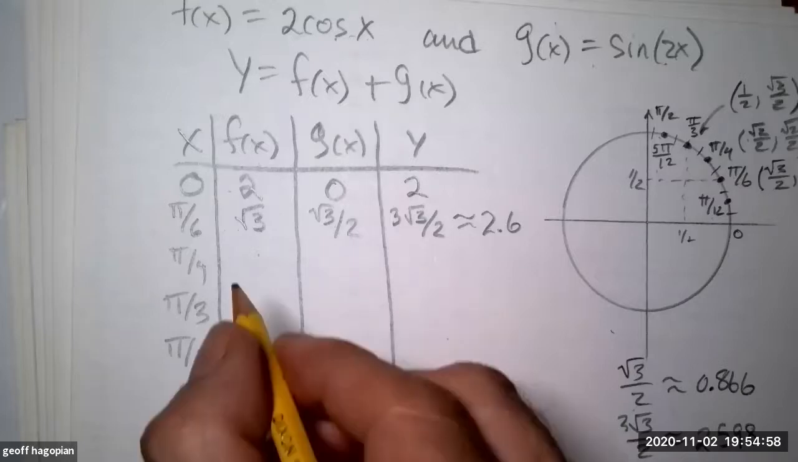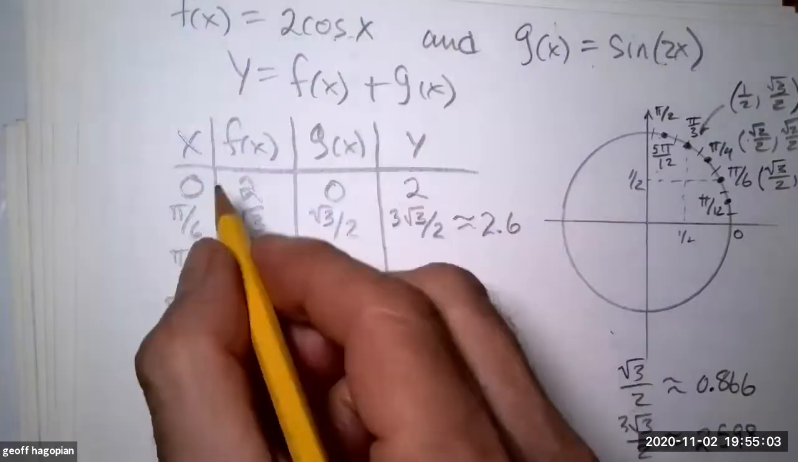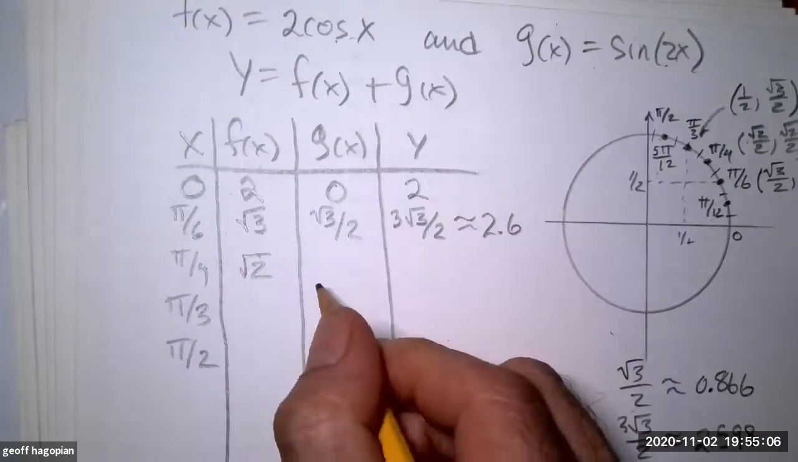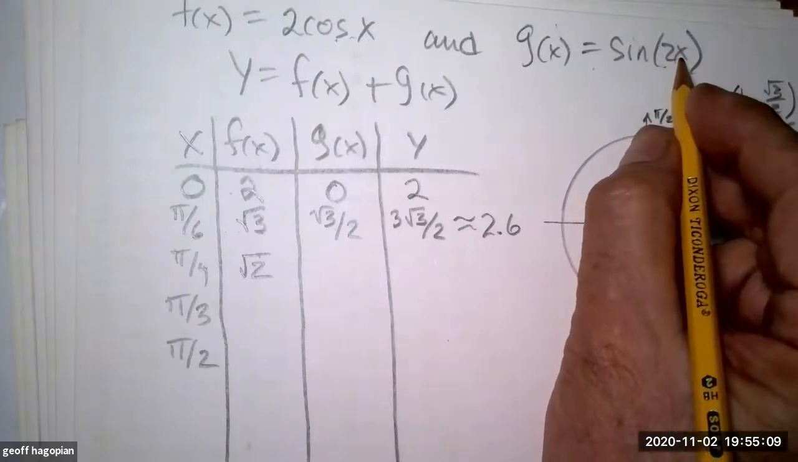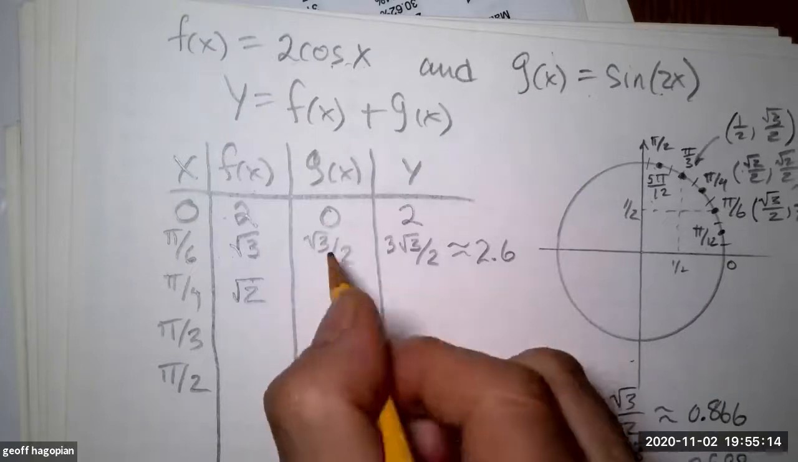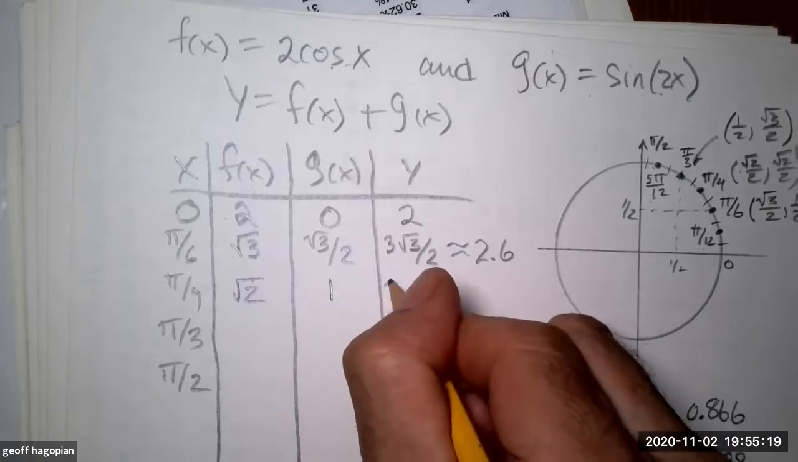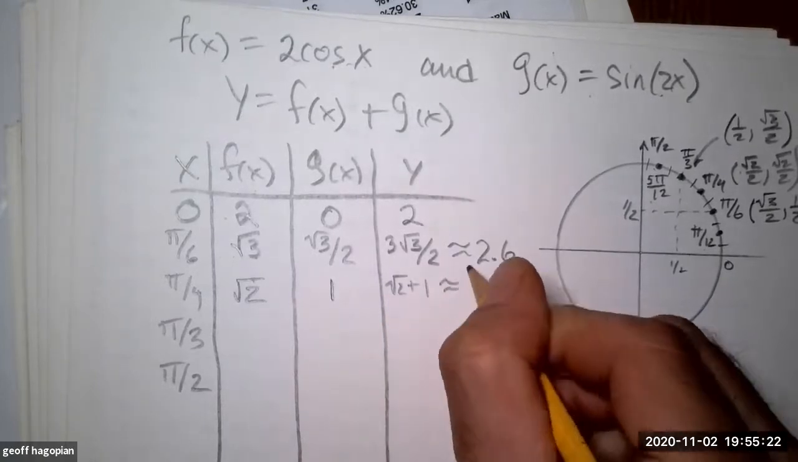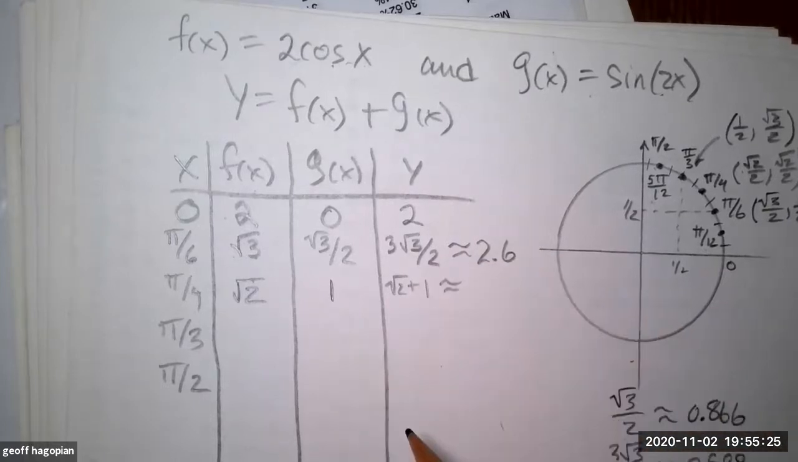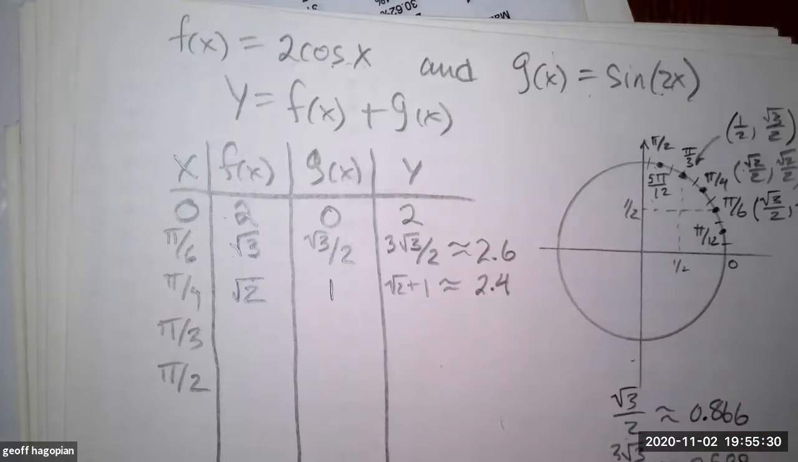Pi over 4? Well, square root of 2 over 2 is the cosine of pi over 4, and you multiply that by 2, you get square root of 2. Sine of twice pi over 4 is, well, twice pi over 4 is pi over 2. Sine of pi over 2 is 1. Right? So this is going to be square root of 2 plus 1, and that's approximately, well, square root of 2 is 1.414, so this is going to be 2.414. Let's just write the 2.4. So we're going down. We went up 0.6, and then we went down 0.2.